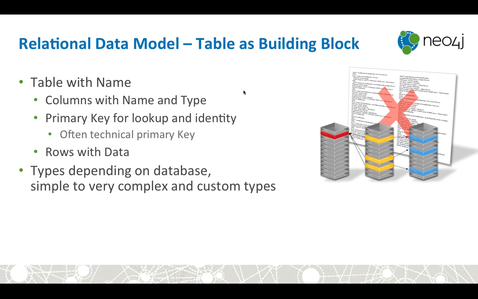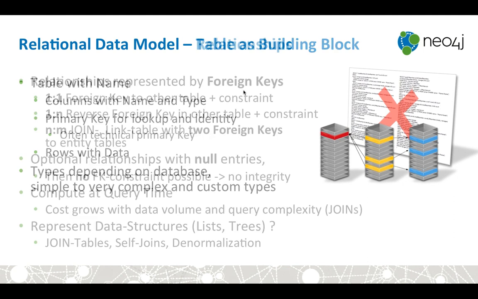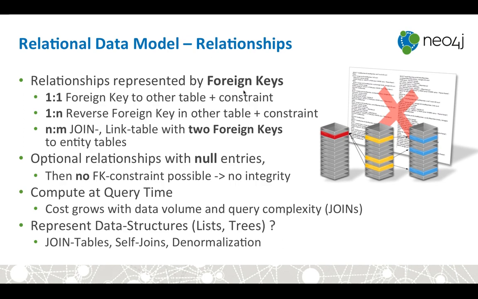of types that the database supports is really different. So some databases only support simple types in the relational model, but other databases, like for instance Postgres, have a gigantic number of types that they support, including JSON and also custom types as well. So you can go from very simple to very complex in terms of types of your columns.